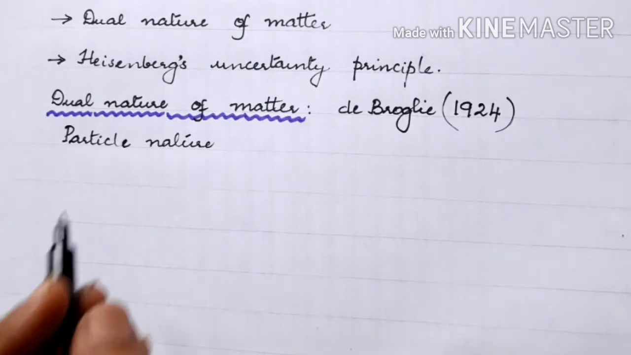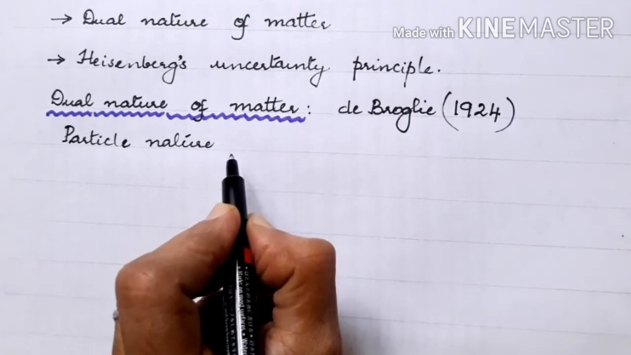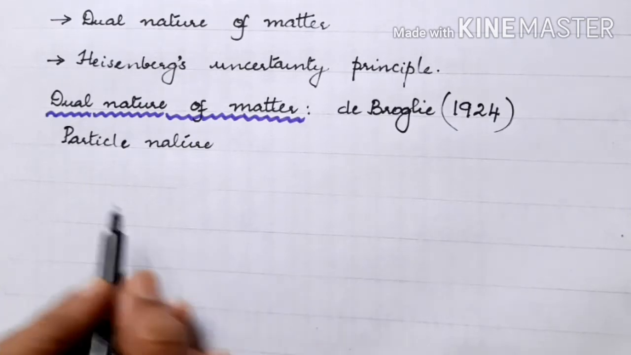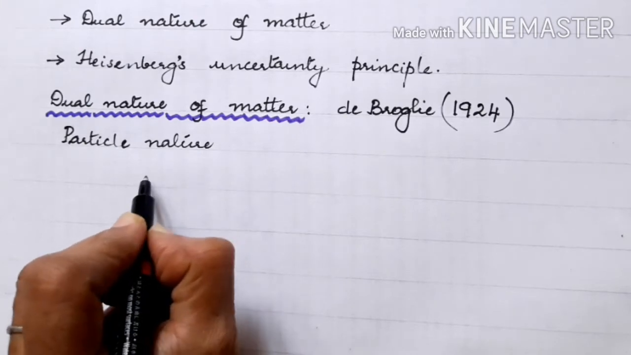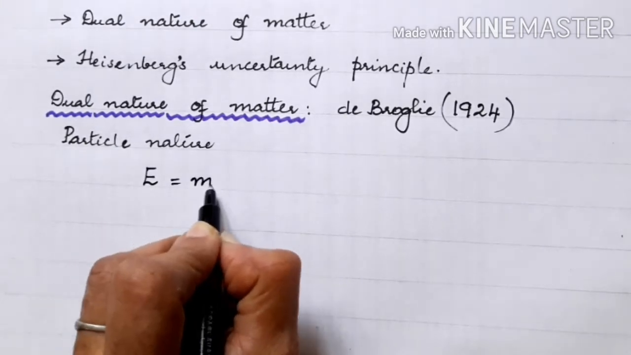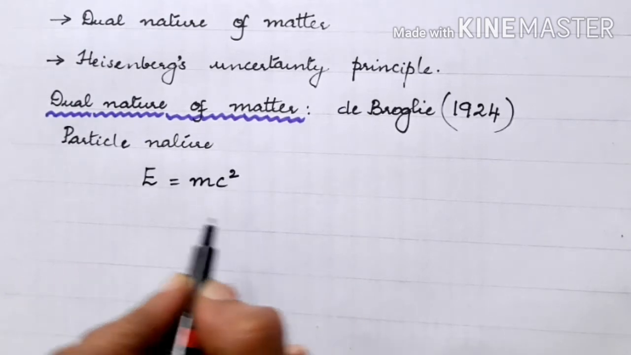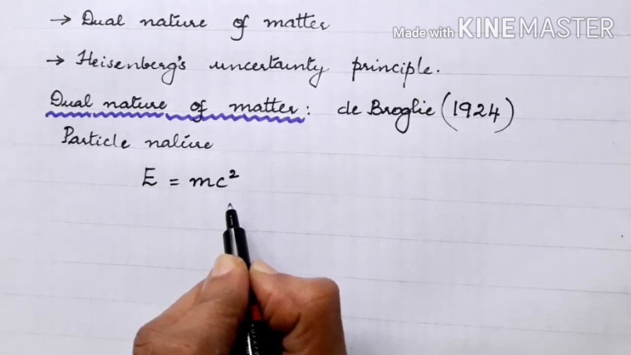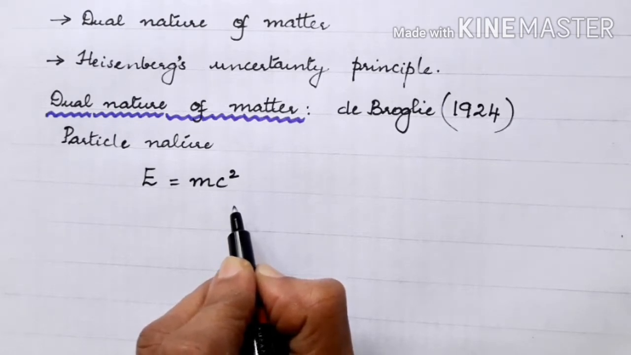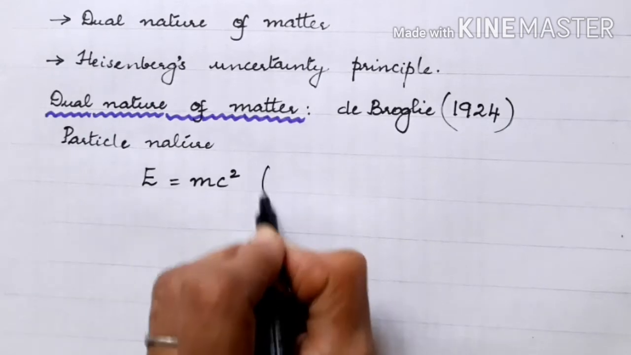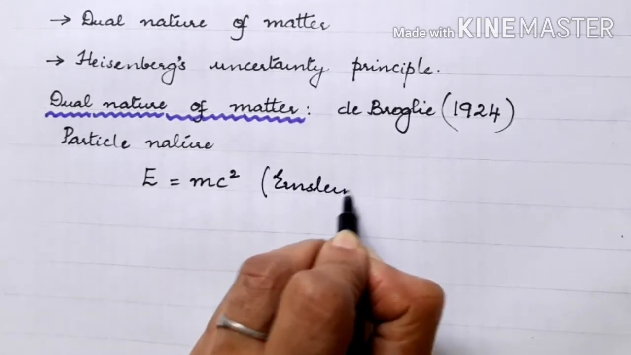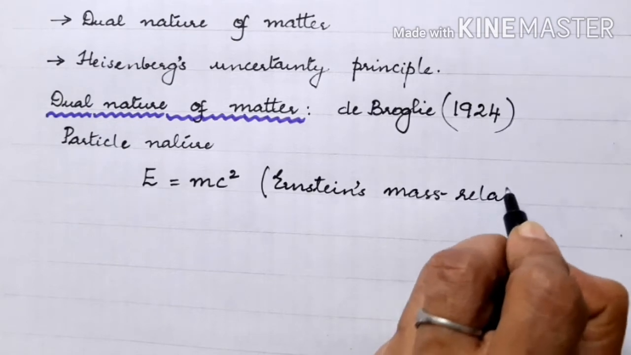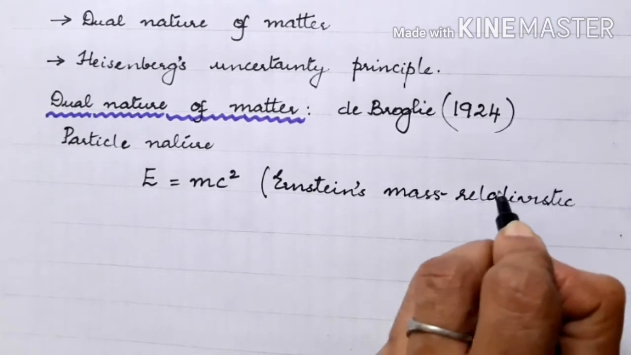First one, particle nature was proposed by the scientist Einstein. Einstein's mass relativistic equation explains the particle nature of matter. That is, E is equal to mc square, where E stands for the energy of the particle, m stands for its mass, and c is the speed with which the particle is moving. That is the speed of light, 3 into 10 raised to 8 meter per second. So this is Einstein's mass relativistic equation.